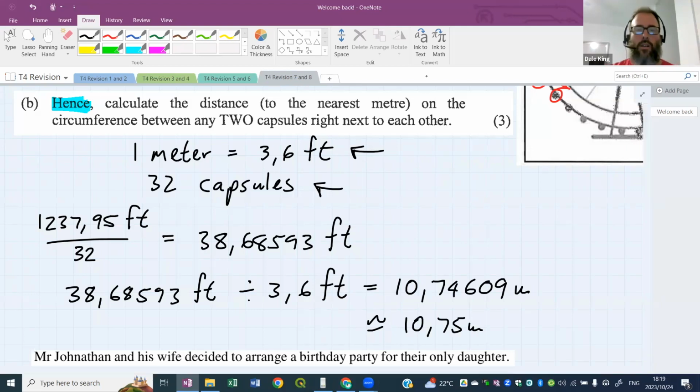Well done. Fantastic. I hope you see how we did that. If at any point you're like, what is going on here? Raise your hand or send us a message. Say, sir, please go back there, I didn't understand what you did. But I hope you understand. So we took the whole circumference. We said there are 32 points on that circumference. They want to know what is the distance between each one. So we cut that whole circumference up into 32 pieces. And we see that each piece is 38,68 feet, but we want that in meters. So we have to divide by 3.6 feet.